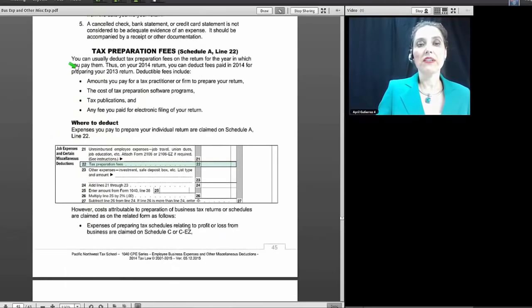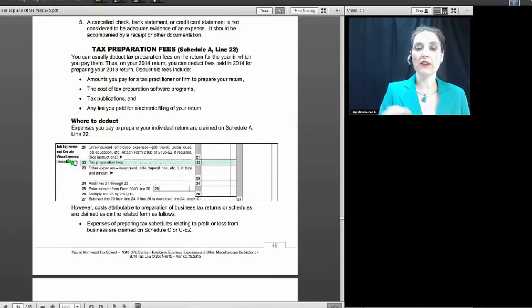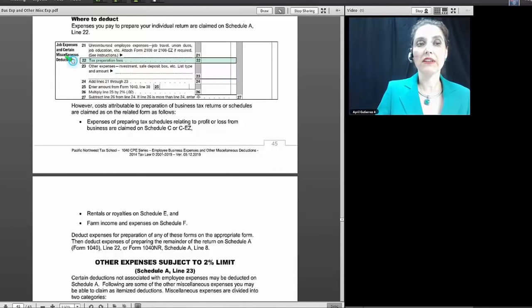Tax preparation fees are the next line. We've finally made it off line 21, and we're moving on to line 22 of Schedule A. We're looking at tax preparation fees, and these are deductible on line 22, but if you put them on line 22, they are subject to a 2% limit on your income. And very often tax preparation fees would be the only deduction a client might have in this section of Schedule A.